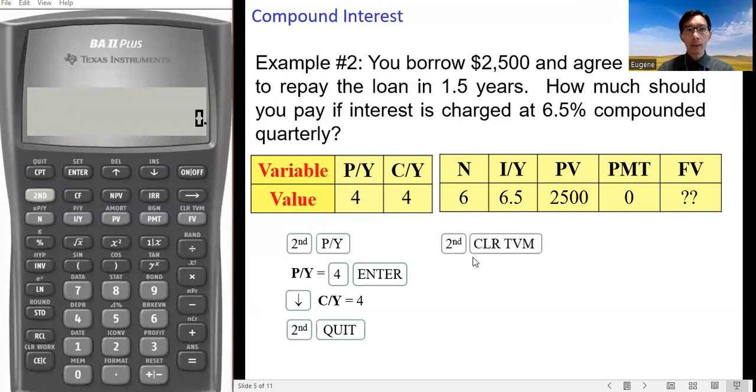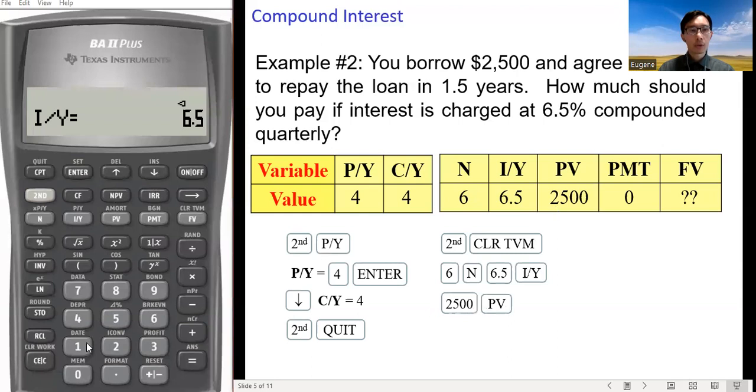Key in the value for N. First, clear the memory of the TVM worksheet by pressing second and then clear TVM. N equals 6, so key in 6 and then the button N. IY is 6.5, so key in 6.5, and then the IY button.